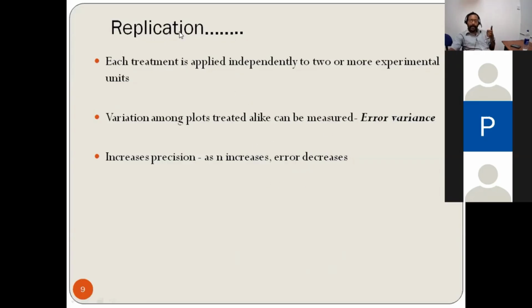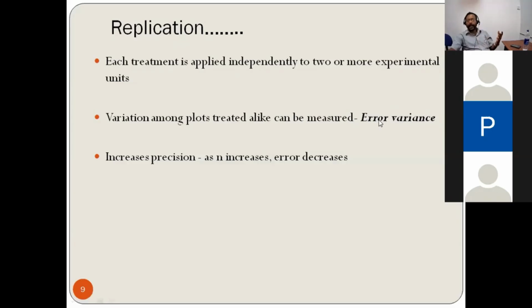So here the main point, why we are doing replication, you can write down, is to obtain the error variance. To obtain the error variance, we do replication. What is the usefulness of this error variance? We will talk about it a little later, maybe today or next time, right? So why do we want to have error variance? Some of you might think about it.